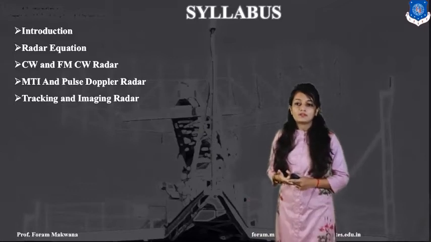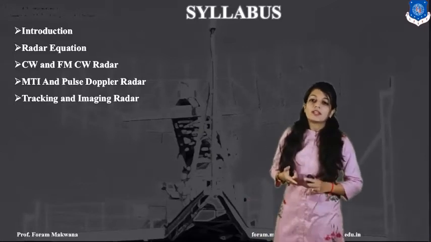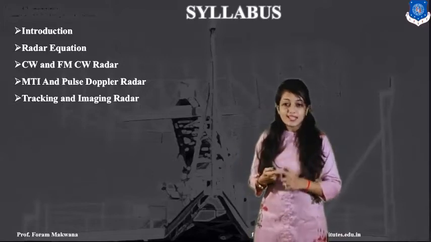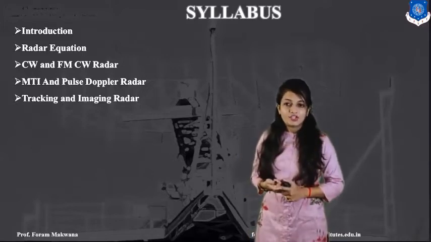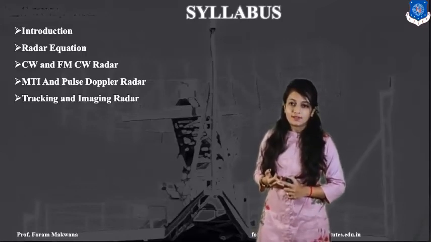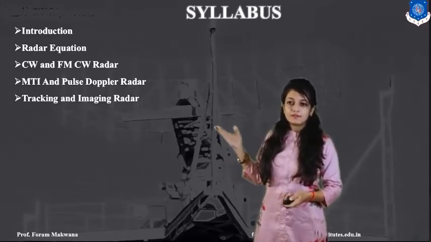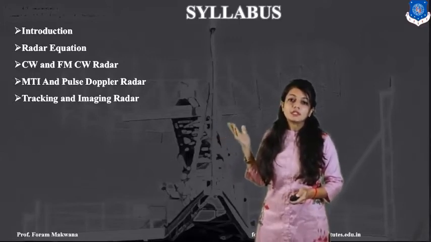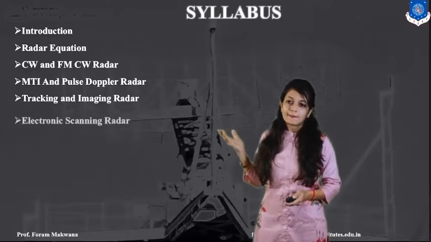Chapter number 5, that is tracking and imaging radar. So how to track the target? Tracking can be done in 4 ways: it can be azimuth angle, elevation angle, range, and the Doppler shift frequency, right? So in chapter number 5, we will study how to track any target in presence of fixed target.